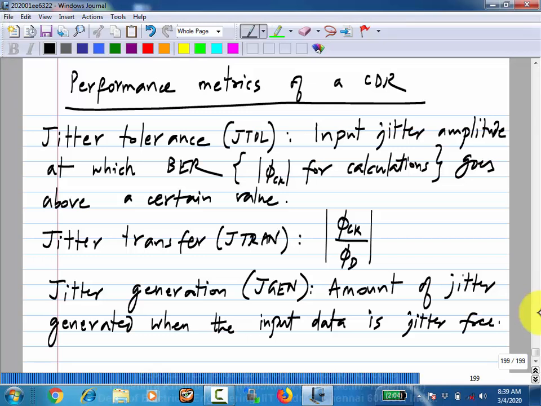So please quickly, I think jitter transfer we have already plotted, right? Phi ck by phi d. So can you plot jitter tolerance? Yeah, I made a mistake here. This is not phi ck. What is of relevance is phi d minus phi ck, right? That is, the jitter of clock with respect to data should be within certain limits to have a certain BER. It's not just the jitter of the clock alone, right? So let's say that for jitter tolerance calculations, phi d minus phi ck should be less than some phi p, okay?